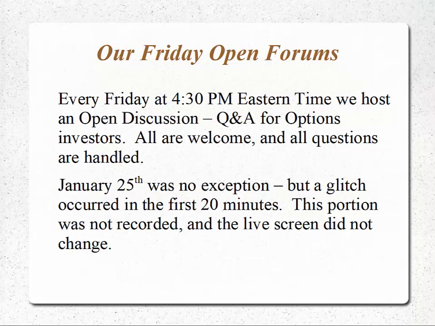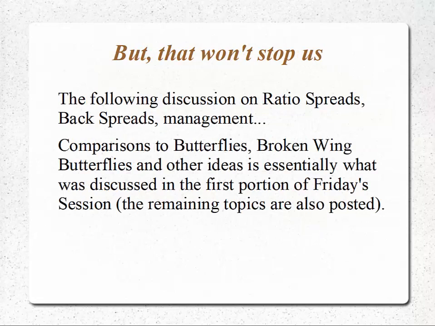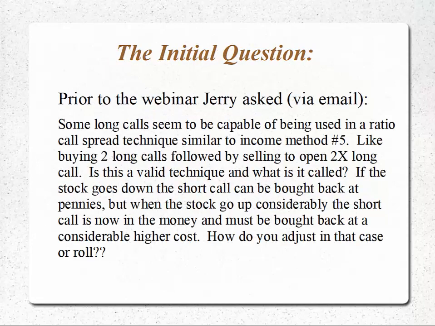Last Friday was no exception, but a glitch occurred in the first 20 minutes. This portion of the presentation was not recorded and the live screen did not change. We still want to address the topic that was discussed. So the following discussion is on ratio spreads, back spreads, management of ratio spreads, comparisons to butterflies, broken wing butterflies, and other ideas, essentially what we covered in the first 25 minutes of Friday's session. We'll also post the remaining topics that were covered after that first half hour.